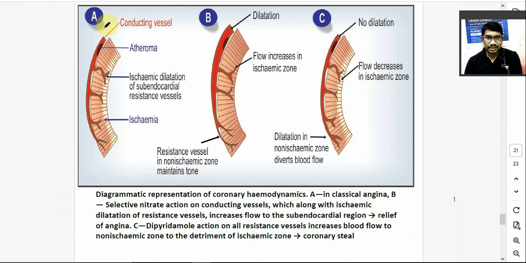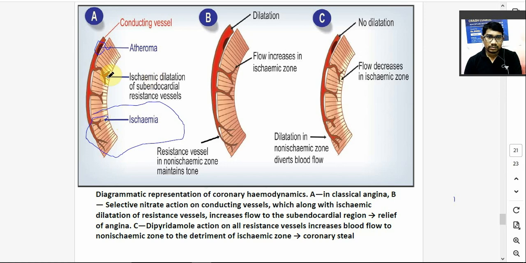Classical angina. So what happens in classical angina, or angina of effort, or exertional angina? There is a deposition of atheroma in the coronary blood vessel. So that's why there is decreased blood flow to this area. So here this particular area will develop ischemia of the myocardium.